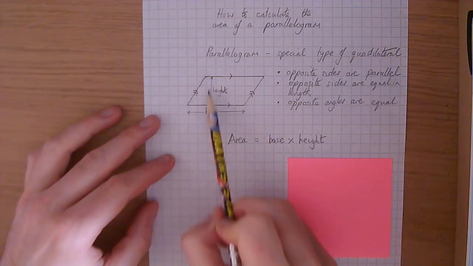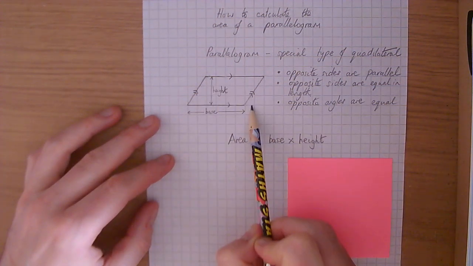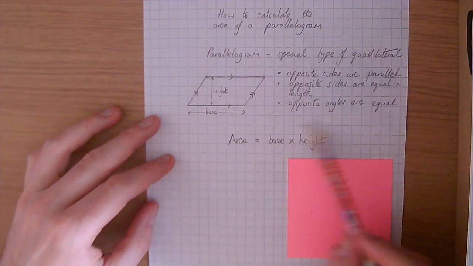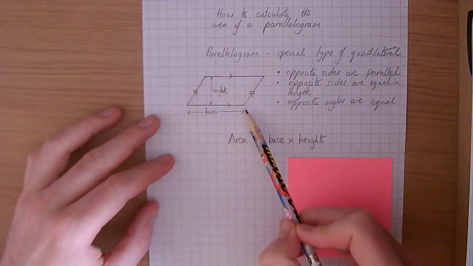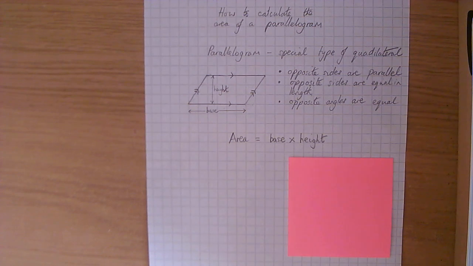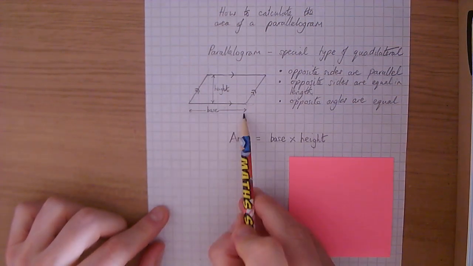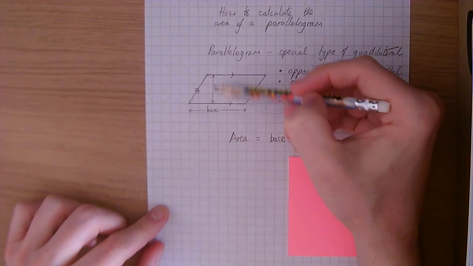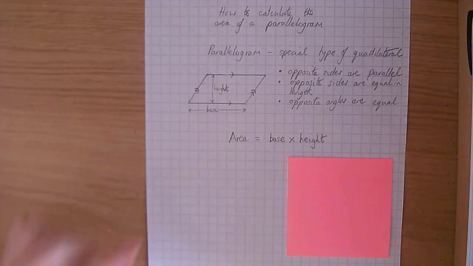Opposite sides are equal in length, so this side is equal to this side, and this side is equal to this side, and opposite angles are equal. This angle equals this angle, and this angle equals this angle. To work out the area of a parallelogram, we take the base and we multiply it by the height. That will give us the area.